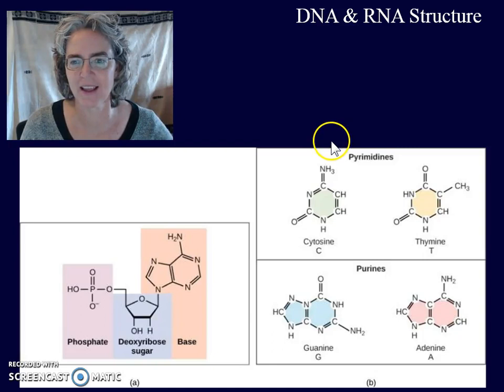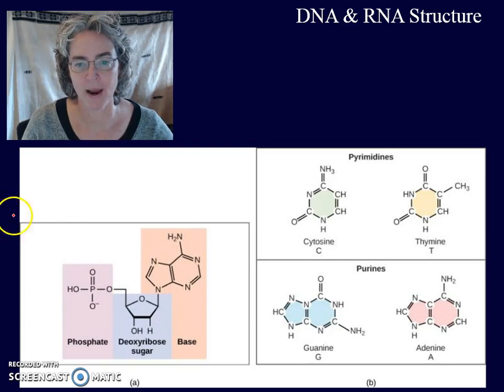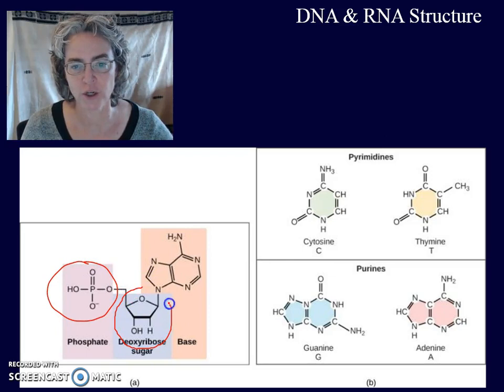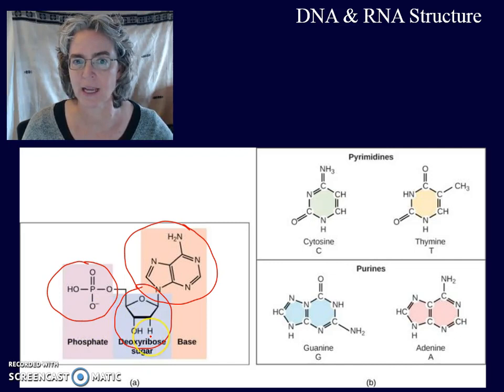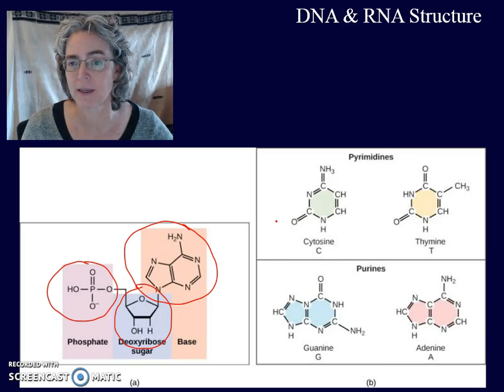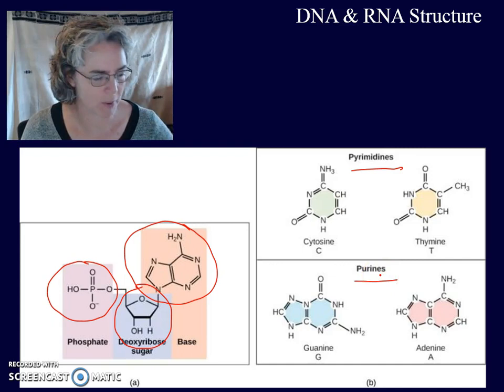Okay, so here are our nucleotides, and they are made up of a phosphate group, a sugar, which in the case of DNA is a deoxyribose sugar, and nitrogenous bases. The phosphate groups and the sugar are exactly the same in every nucleotide in DNA, but the nitrogenous bases differ. There are four different types: cytosine, thymine, guanine, and adenine. Cytosine and thymine are pyrimidines, and guanine and adenine are called purines. And we'll see the difference between the two in a moment.